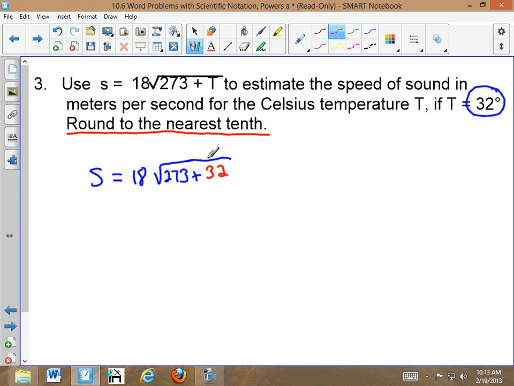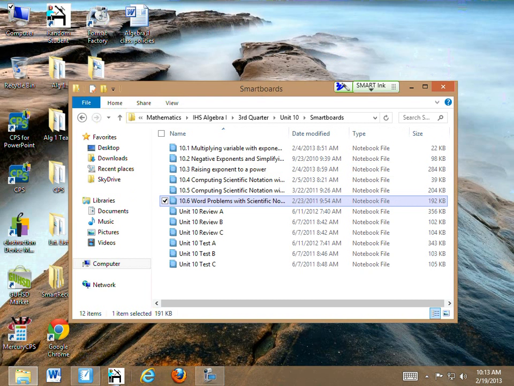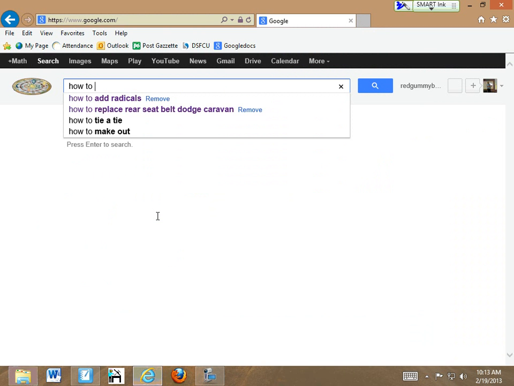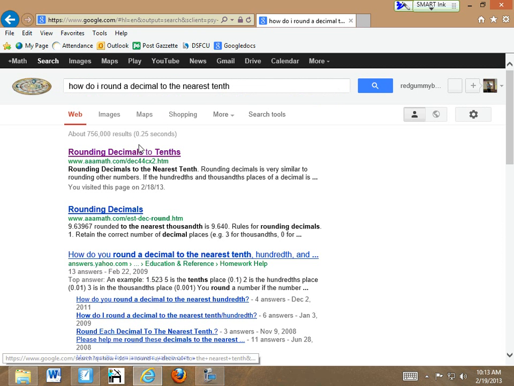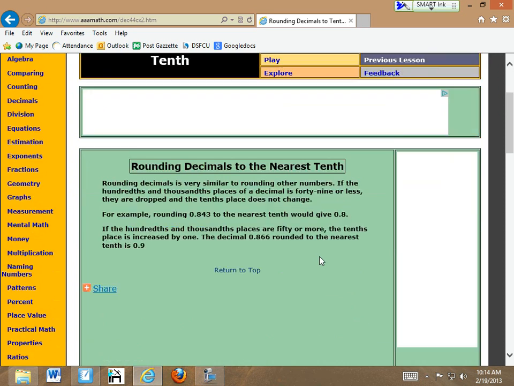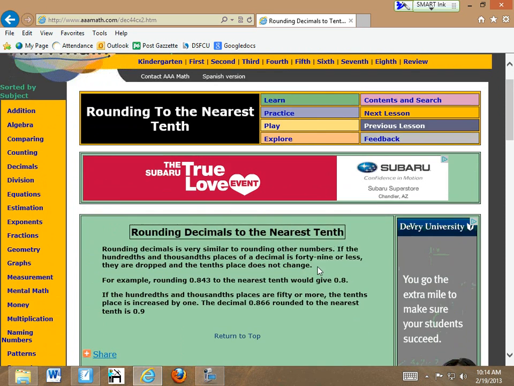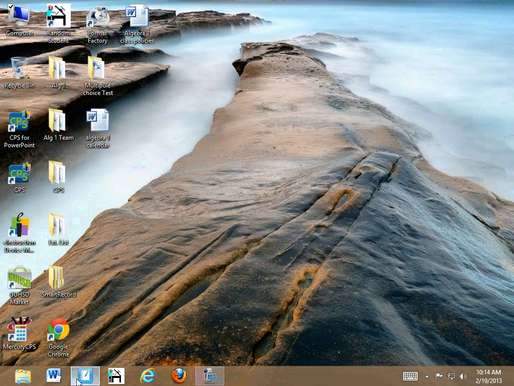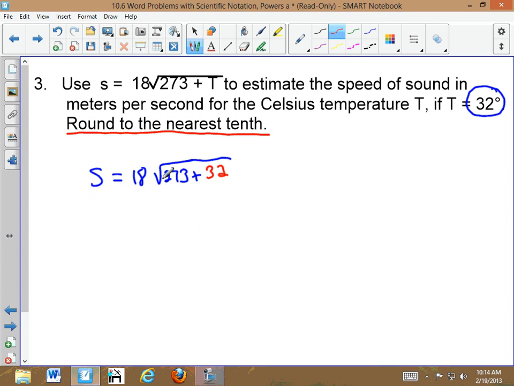But I don't know what round to the nearest tenth means. Okay. I don't know that either. So let's pretend that we have just discovered the wonders of the computer. Hello, computer? How do I round a decimal to the nearest tenth? Right here. Rounding decimals. Oh, there it is. Right there. It'll tell you how to round decimals. Take notes.